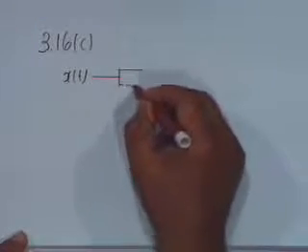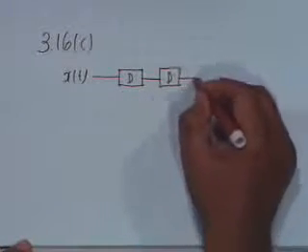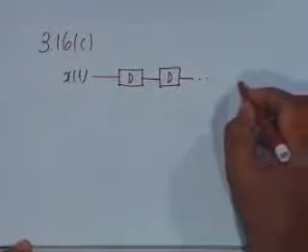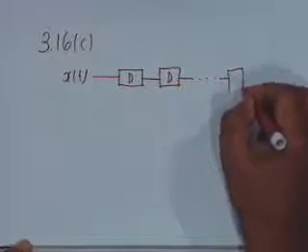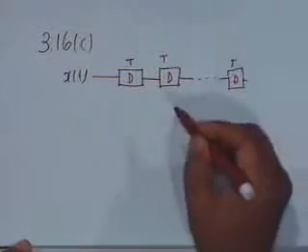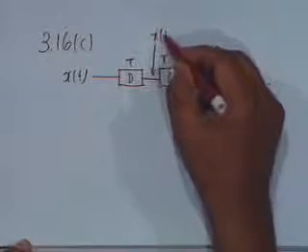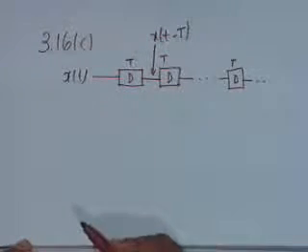The problem is 316C of the textbook, and the question is this: we have an x of t which is applied to a system like this, a delay, another delay, and so on, many delays, and each delay is capital T. That is, if I feed x of t here, then what I get here is x of t minus capital T. That's what it means.